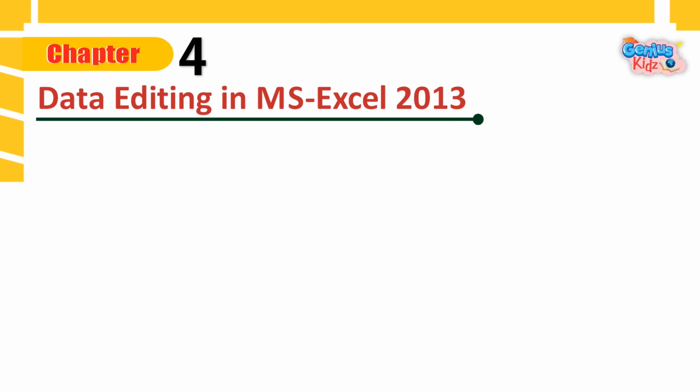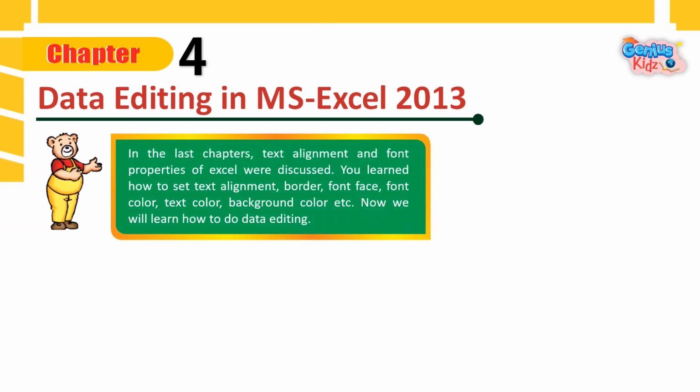Chapter 4. Data Editing in MS Excel 2013. In the last chapters, text alignment and font properties of Excel were discussed. You learned how to set text alignment, border, font face, font color, text color, background color, etc. Now we will learn how to do data editing.